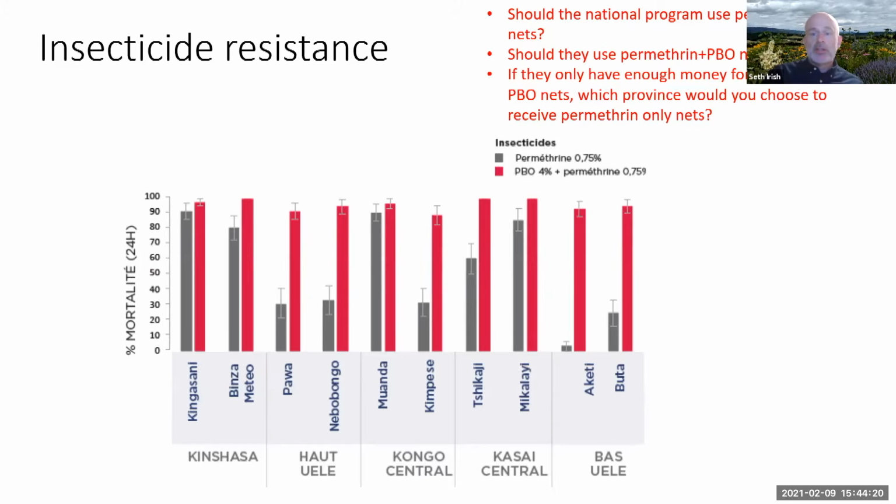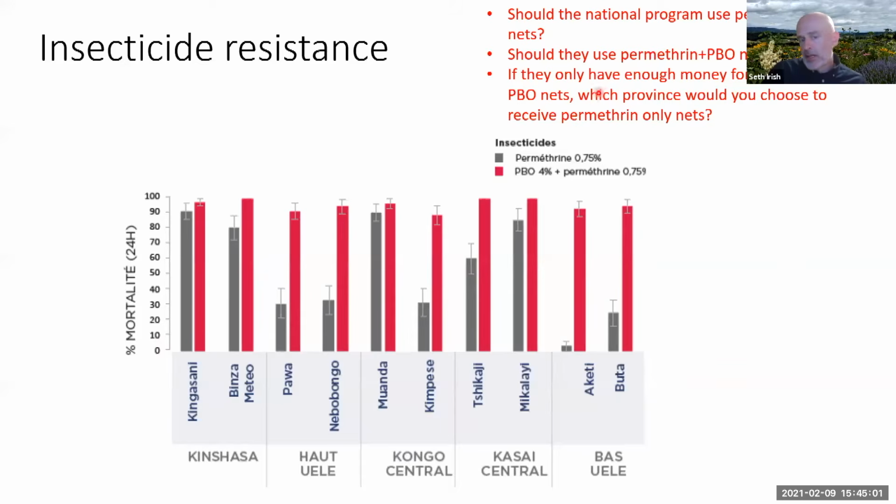So this is the kind of data that can help to inform national programs on whether you should use permethrin-treated nets, where you have a lot of mortality with permethrin alone, or whether permethrin and PBO nets should be used. And it can also answer more detailed questions, like if you only have enough money to buy PBO nets, because they're a little bit more expensive, for 4 provinces, which provinces would you use based on the insecticide resistance profile?